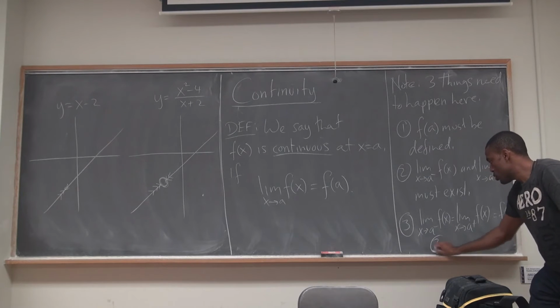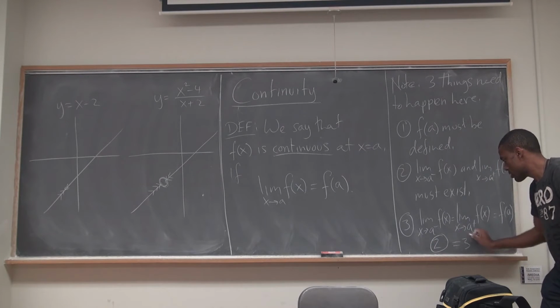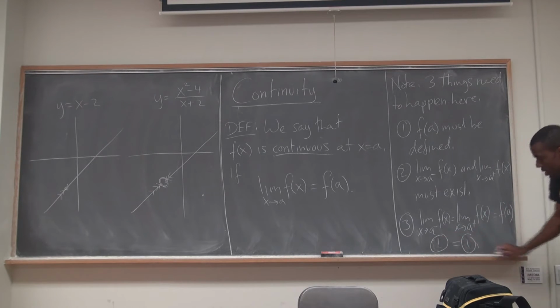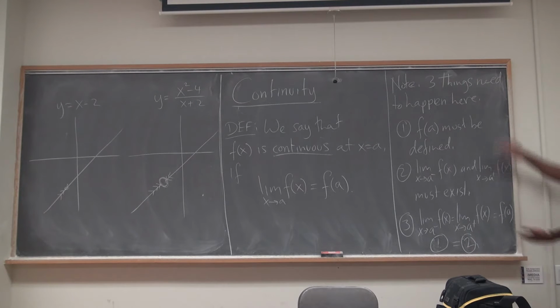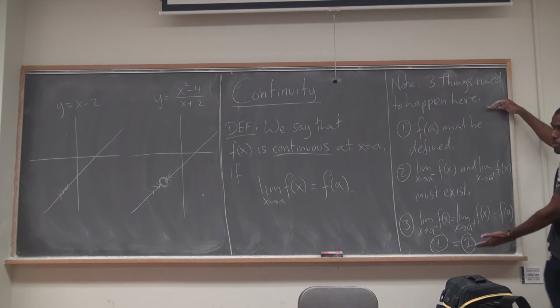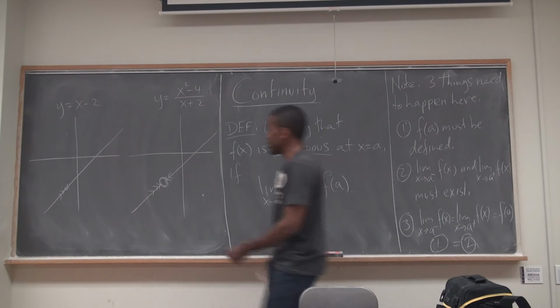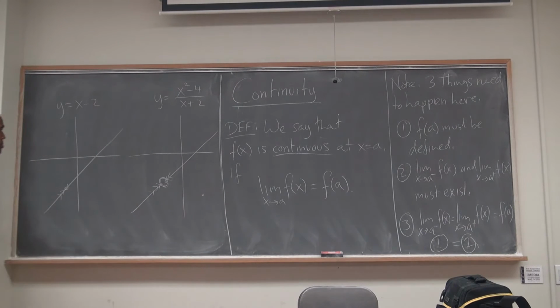So basically 2 must be equal to 3. Must be equal to 1. 1 must be equal to 3. Step 1 must give me the same value as step 2. Right? Now when these three conditions are fulfilled, what it means is I can draw the graph without lifting my pencil off the page. So if you look at this guy, what happened here?